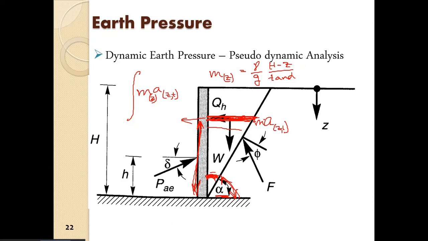And of course we consider the thickness, so thickness will be dz. Ultimately what we have to do is to get this Q_H. At any time t, this is a function of t now. At any time t, it will be the summation from 0 to h of this particular function m(z) a(z,t) dz. So that is the summation there.